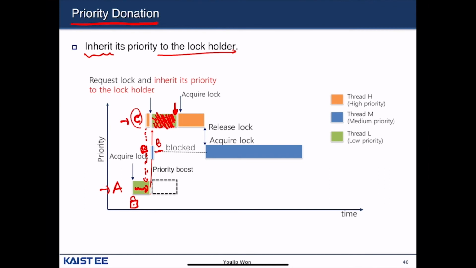So process A continues executing at C's priority level, and once it's over, the lock is handed over to process C, so process C gets executed, and then after process C finishes execution, it releases the lock, and then process B finally gets an execution opportunity. So by donating priority to the lock holder, we avoid priority inversion. This technique is priority donation.